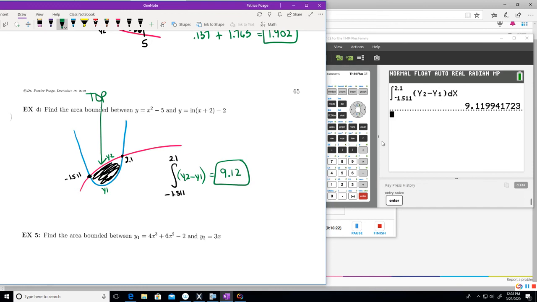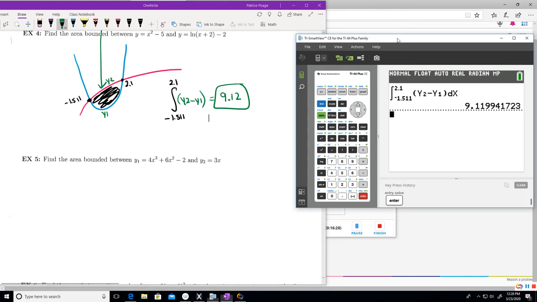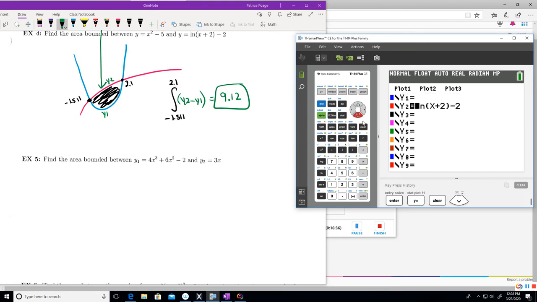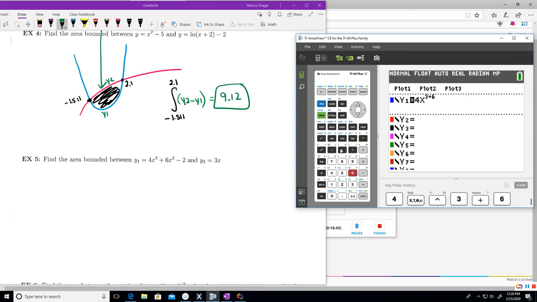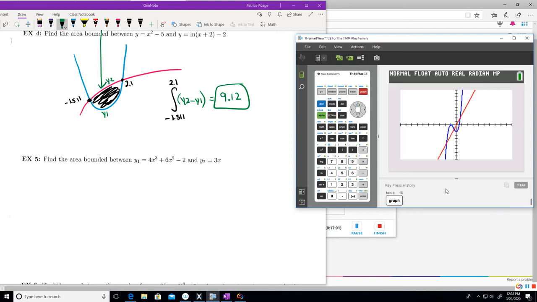All right, number 5. It says find the area bounded between these two curves. Again, no interval, so we're just going to see where it's completely bounded. So I'm going to Y equals and clear out what I have in there. And I have 4x cubed plus 6x squared minus 2 and 3x, and graph. There they go.